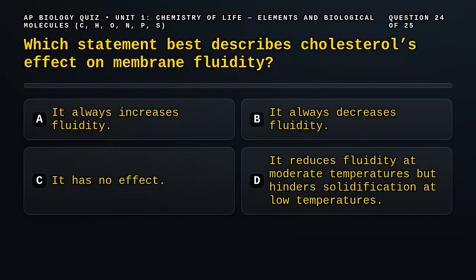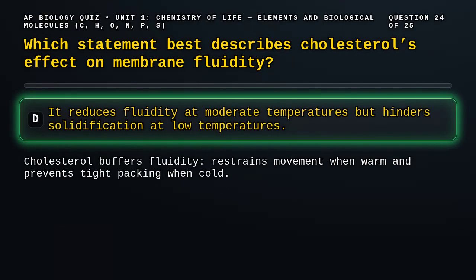Question 24. Which statement best describes cholesterol's effect on membrane fluidity? A. It always increases fluidity. B. It always decreases fluidity. C. It has no effect on fluidity. D. It reduces fluidity at moderate temperatures but hinders solidification at low temperatures. Correct answer, D. Cholesterol acts as a fluidity buffer, restraining phospholipid movement when warm and preventing tight packing when cold, keeping membranes functional over temperature changes.